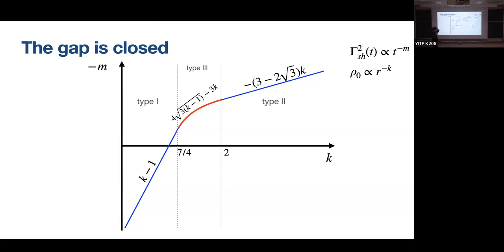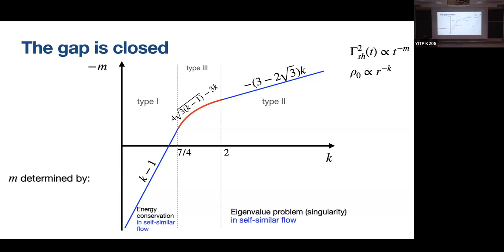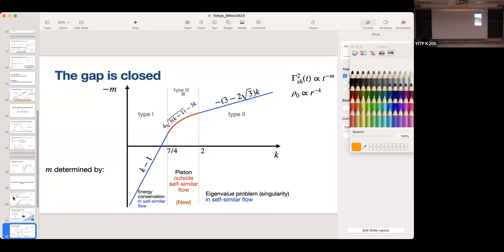So your method is also applied to type 1? In type 1 self-similarity, there is no piston, but it does apply to type 2. Type 2. And in type, I actually have to go to this slide.